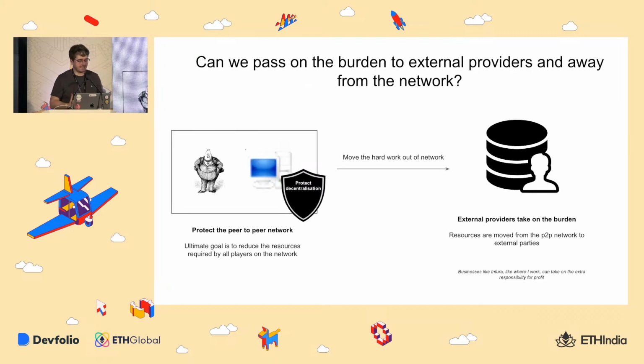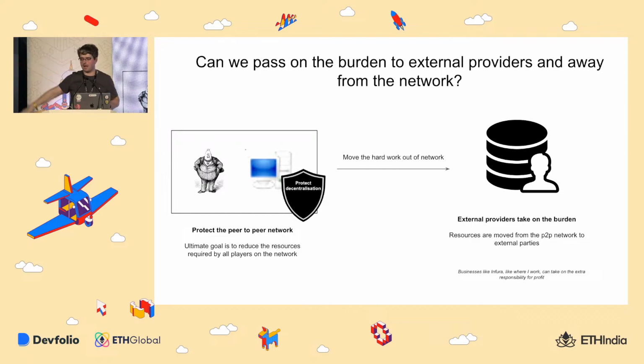And the way we like to think about it in the L2 world is, can we protect the peer-to-peer network? Can we protect decentralization of the peer-to-peer network such that the peer-to-peer network can check the results, but you move all of the hard work out of the network? So Ethereum is no longer storing the database. Ethereum is no longer computing all the transactions. Ethereum is just checking the result of what happens somewhere else.